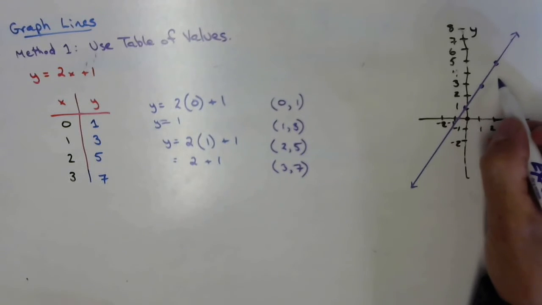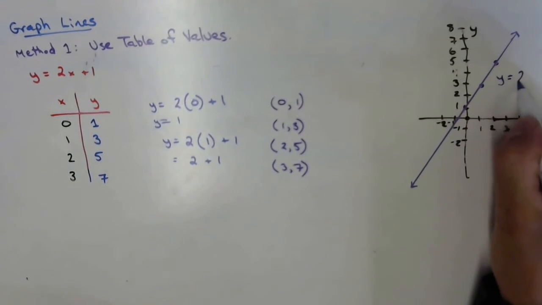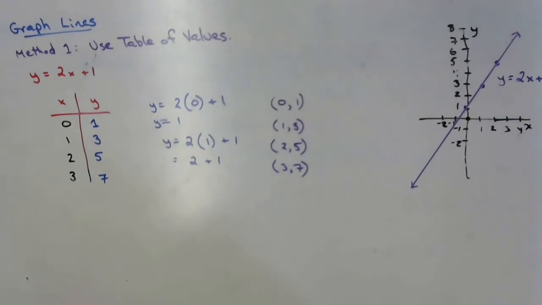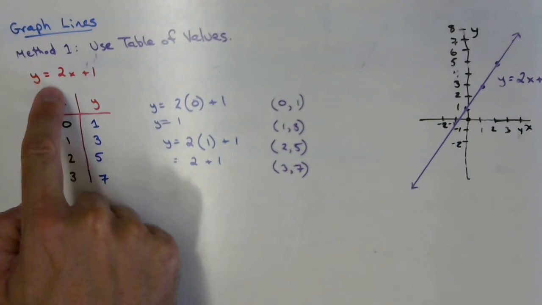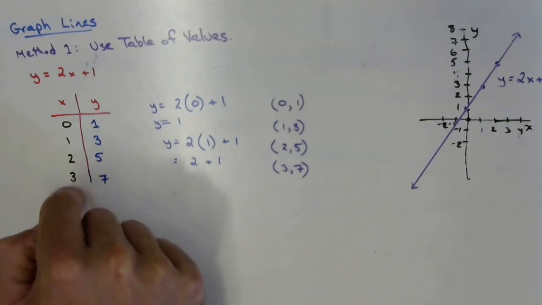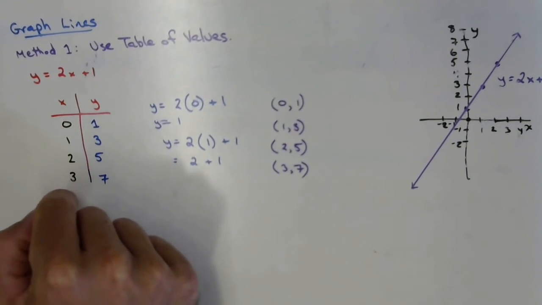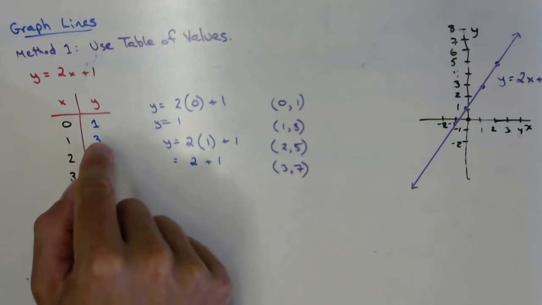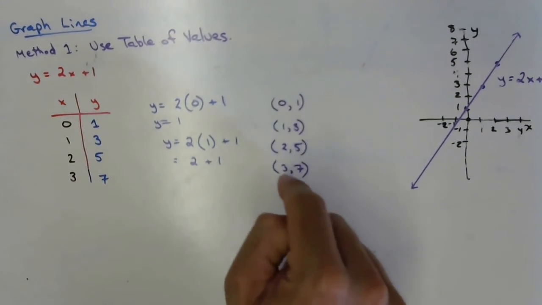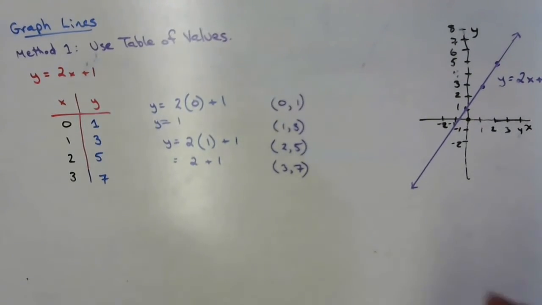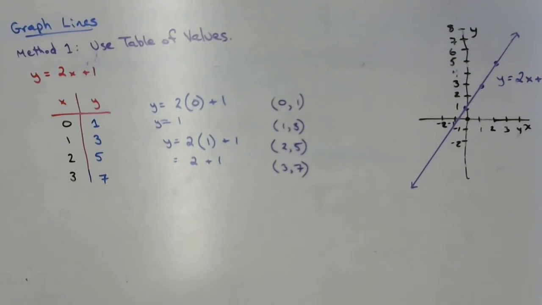And I'm always going to name the line. This is the line y equals 2x plus 1. That's its name. Okay? So the first method for graphing lines, use a table of values. You have the equation, select a few values for x, and then figure out what y is dependent on each value of x. That'll give you your ordered pairs, which you can plot on your graph, draw a straight line through it. That's the line y equals 2x plus 1.